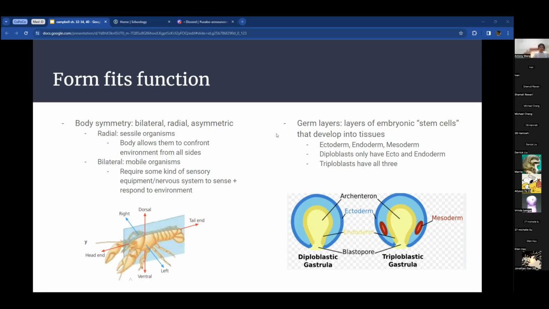from every direction. So these organisms are generally sessile, which allows them to confront the environment from all sides. The other symmetry that we're going to talk about is bilateral symmetry.